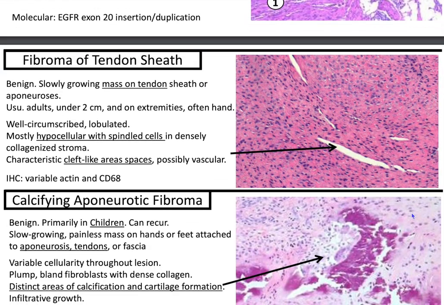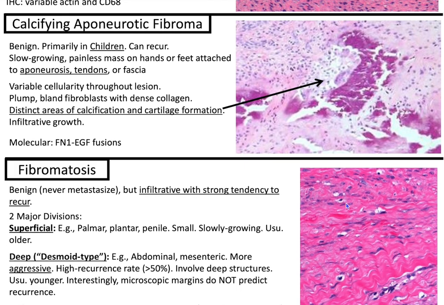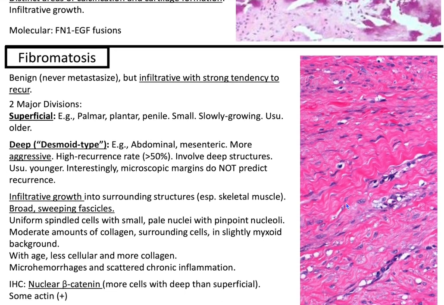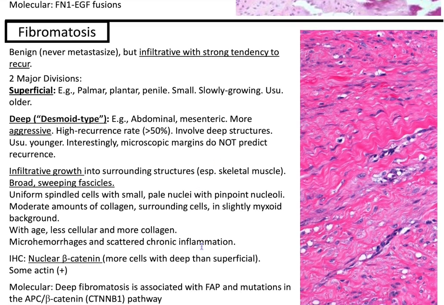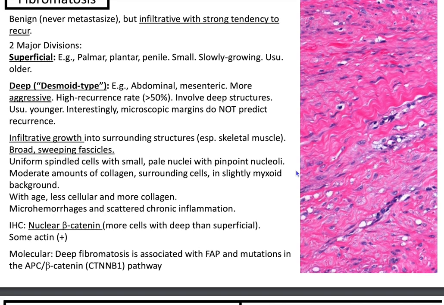Fibroma of tendon sheath grows on the tendon sheath or aponeurosis, usually adults, mostly hypocellular with spindle cells and cleft-like spaces. Calcifying aponeurotic fibroma, primarily in children, can recur, grows into aponeurosis, tendons, or fascia. You'll have distinct areas of calcification and cartilage. Fibromatosis, you can have your superficial and deep desmoid type, infiltrating growth, broad sweeping fascicles, positive margins do not predict recurrence. IHC nuclear beta-catenin.